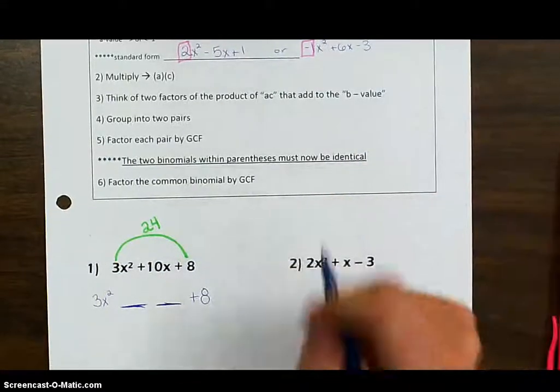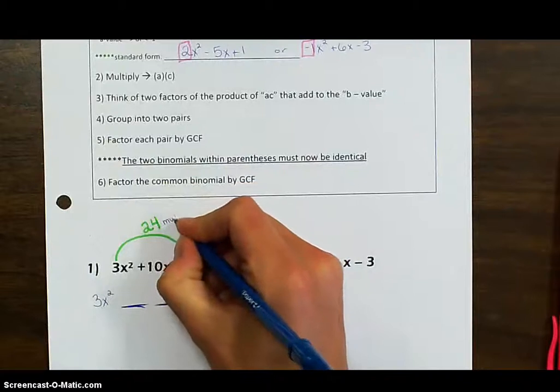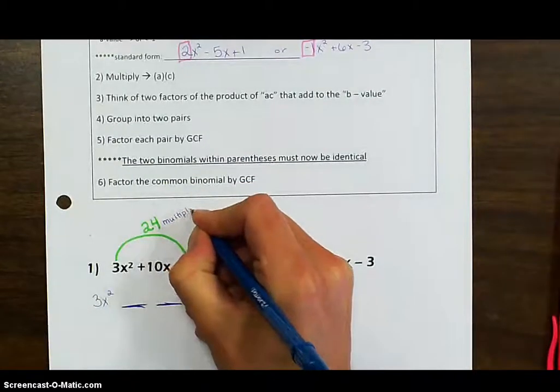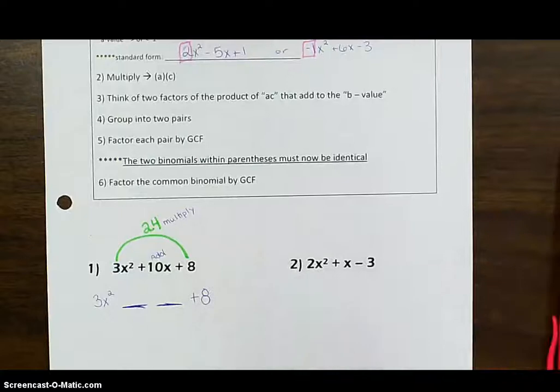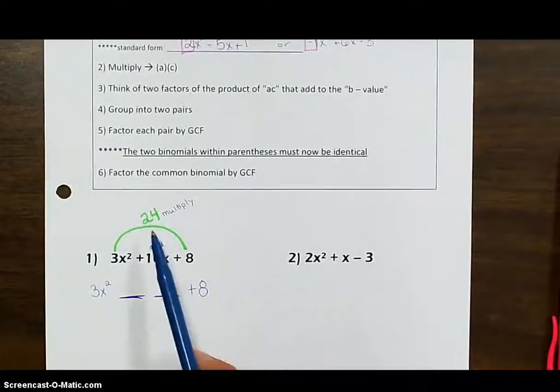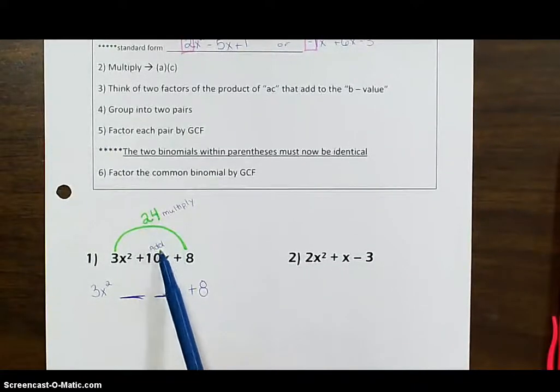Now the reason why we multiplied this here is because now you are going to think of 2 numbers that multiply to 24 and add to 10. So can you think of those numbers? Multiply to 24 and add to 10.